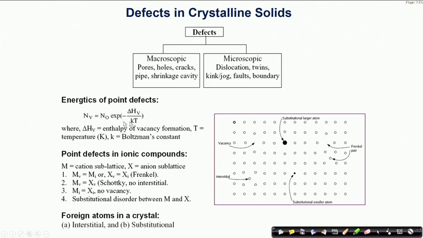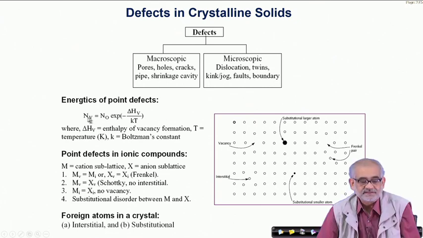So when you have these vacant sites, for example, in a given lattice, if you have n0 lattice sites and a fraction of them is found vacant, then the number of vacancies that you can find in a given lattice will be dictated by an Arrhenius relationship, where delta Hv is the enthalpy of vacancy formation, k is the Boltzmann constant, and T is temperature.